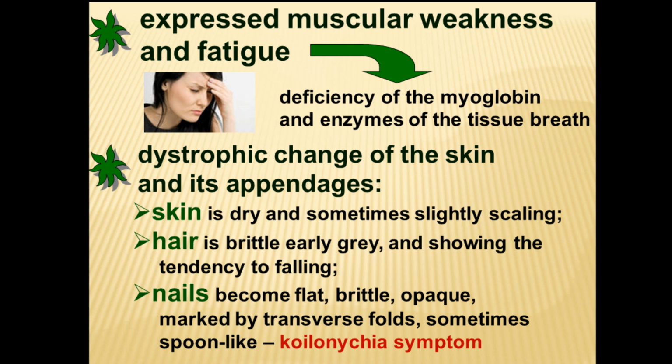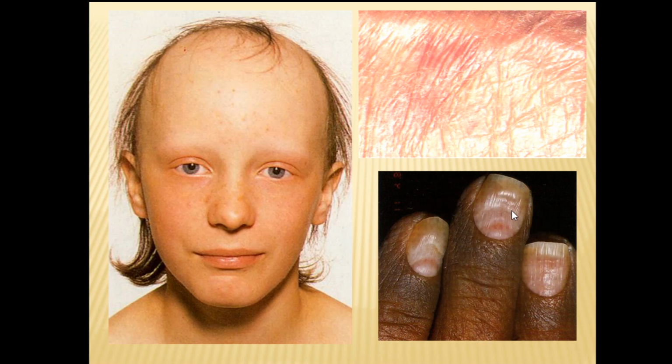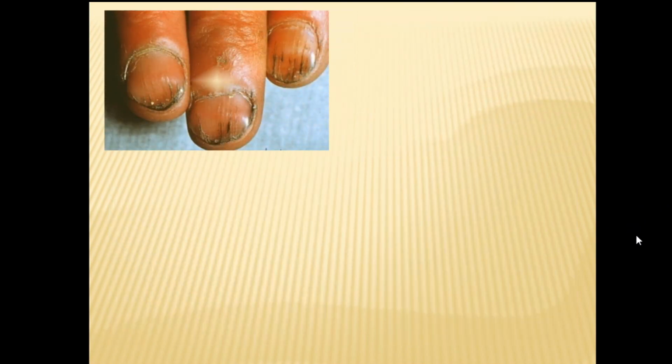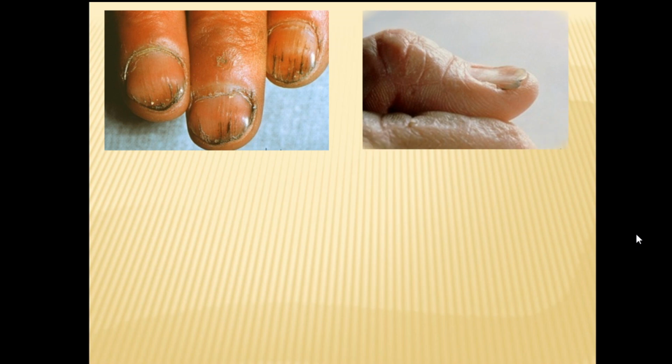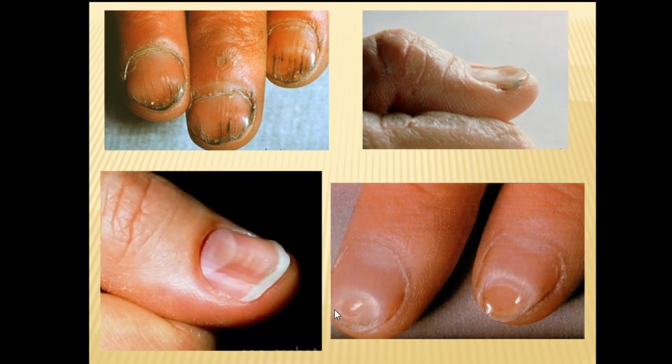We are talking about koilonychia symptoms. And the next slide demonstrates easy falling of hair, dry, wrinkled skin, and specific changes of nails with transverse folds and formation of spoon-like nails that can hold a drop of water. Koilonychia symptom.